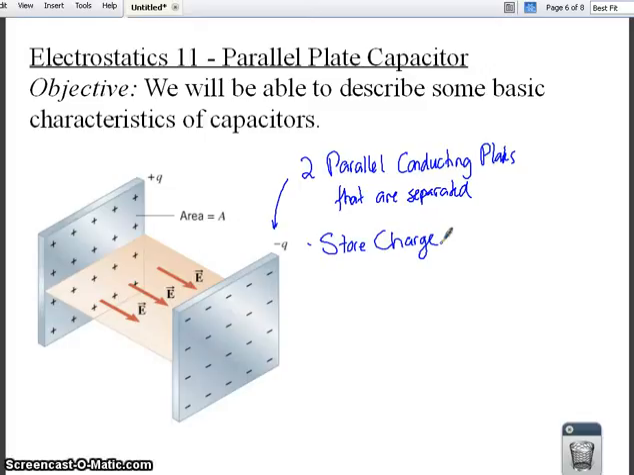It stores charge. So just be careful. It does not create charge. It just stores it. And I'll give you an analogy for this in a second.